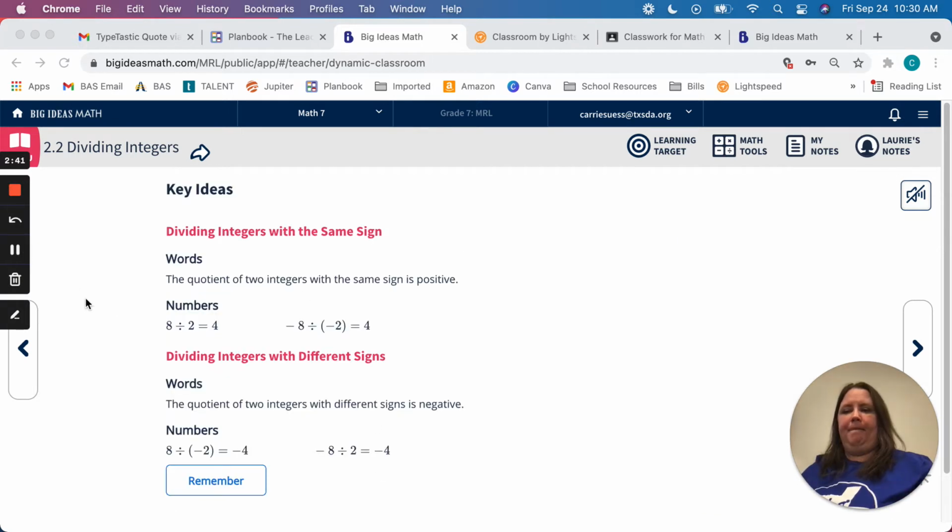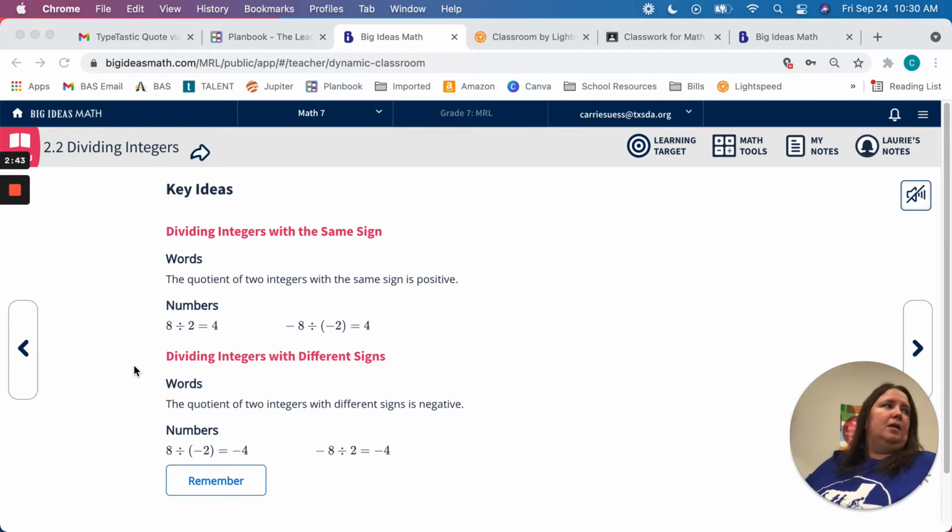Okay, so writing the key idea in your journal. Dividing integers with the same sign. This is what we're doing in this lesson. The quotient of 2 integers with the same sign is positive. Who can tell me what quotient means? It means the division. It's the answer to a division problem. Quotient is the answer to a division problem.